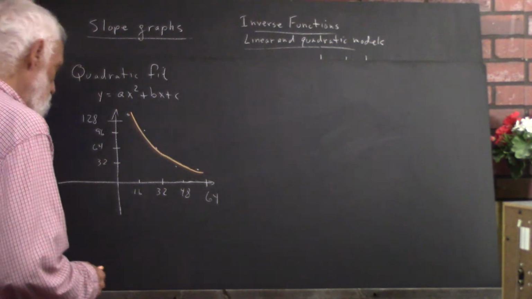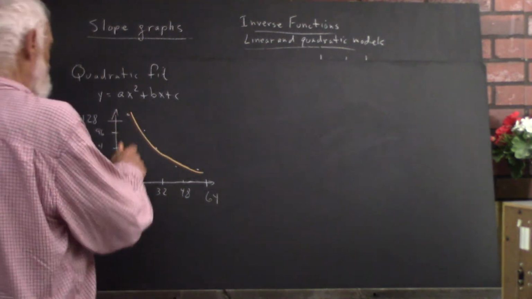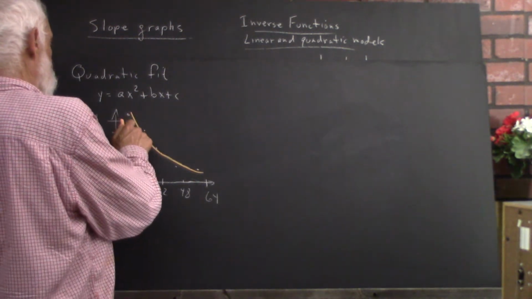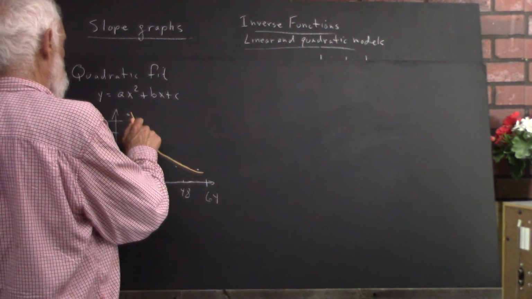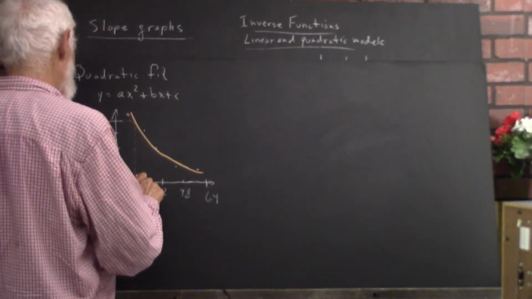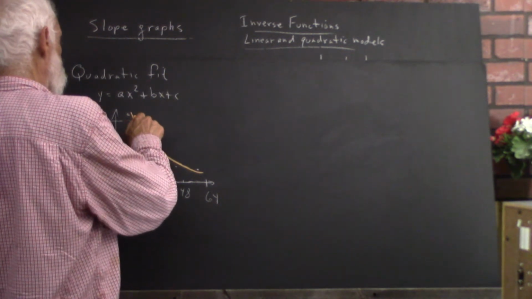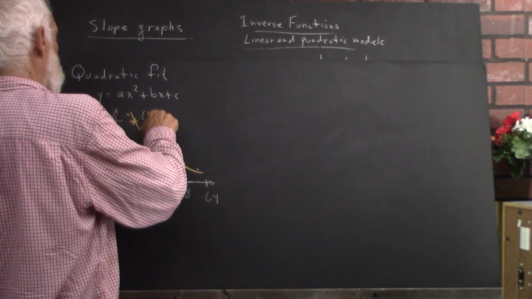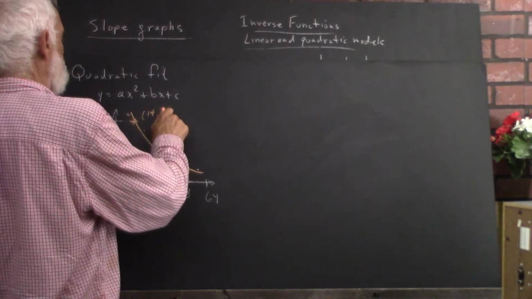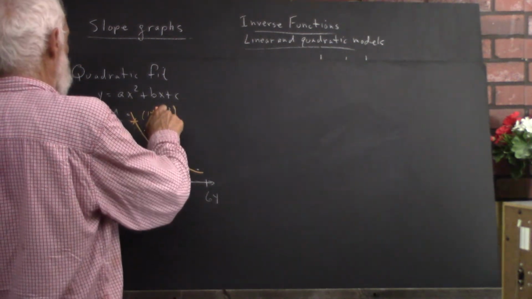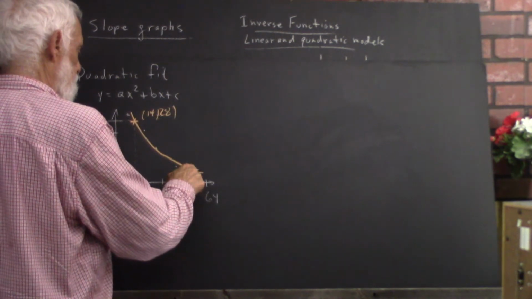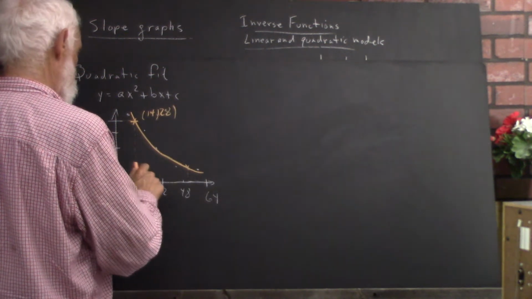So what you do is you take 3 points on the curve. I'm going to take the point where y equals 128. It looks like x is about 14. So I'm going to use this point here, 14, 128.